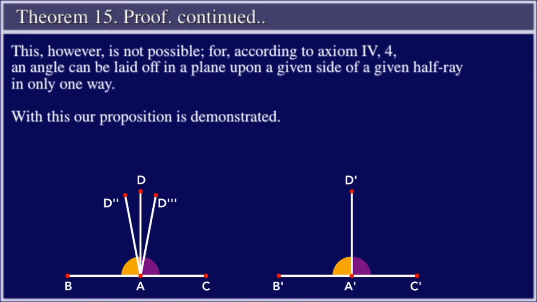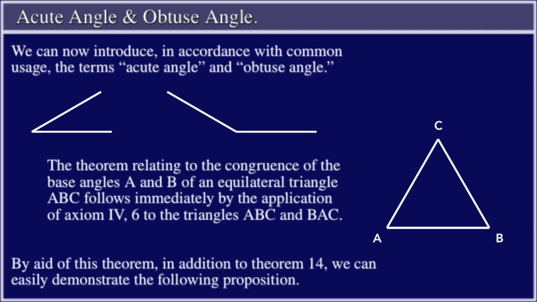With this, our proposition is demonstrated. We can now introduce, in accordance with common usage, the terms acute angle and obtuse angle. The theorem relating to the congruence of the base angles A and B of an equilateral triangle ABC follows immediately by the application of axiom 4, 6 to the triangles ABC and BAC. By the aid of this theorem, in addition to Theorem 14, we can easily demonstrate the following proposition.